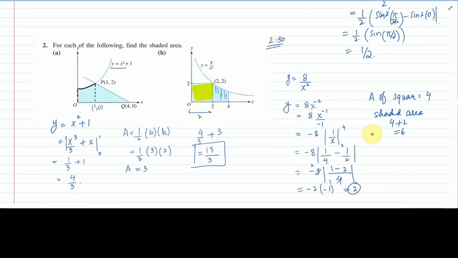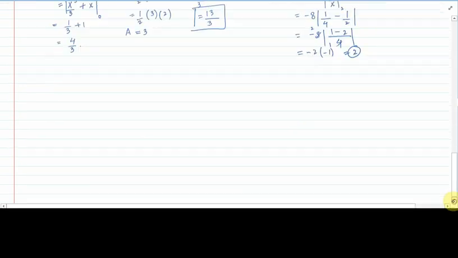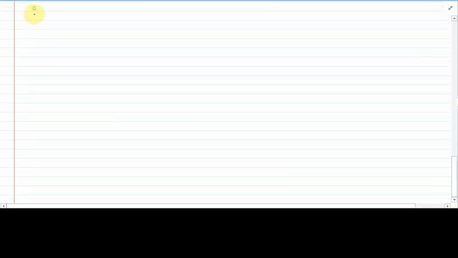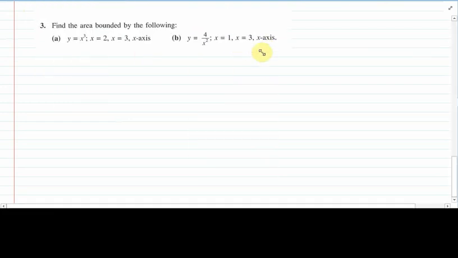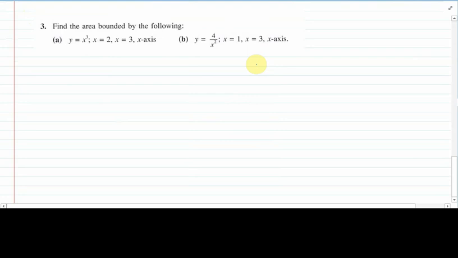Alright, moving towards the next question, it's question number 3. Find the area bounded by the following. For the first part we have y equals x cubed, x equals 2 and x equals 3, and the x-axis.